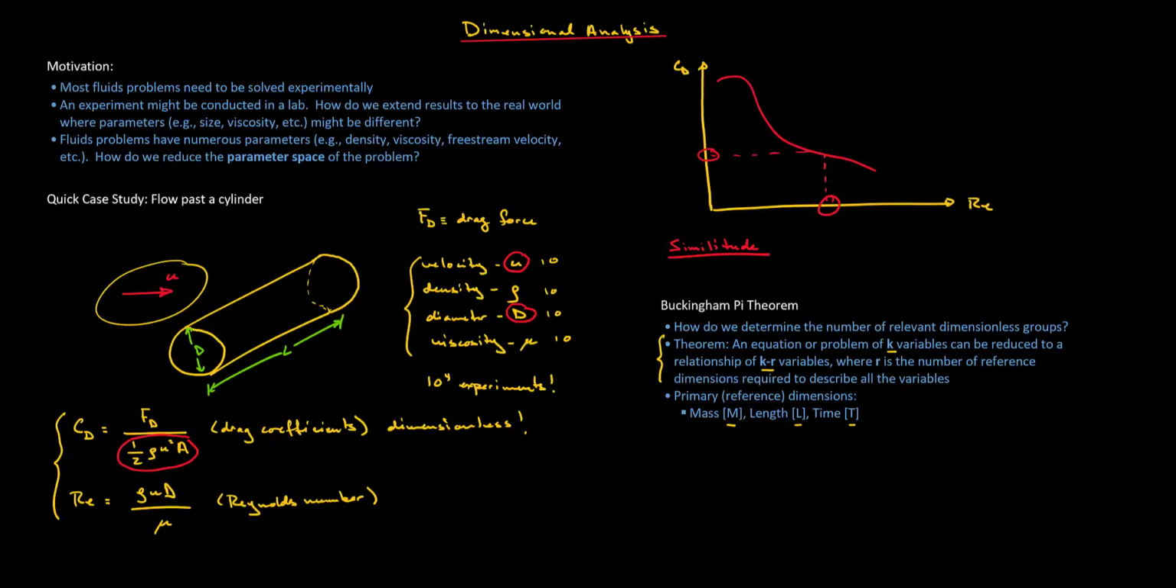Okay, so let's see how this is applied to our case study of the flow past a cylinder. We had stated that the drag force, Fd, is a function of the viscosity mu, the density rho, the velocity u, and the diameter d. So in this case, in the drag force relationship, we have k equal to 5 variables. Okay, so we have 1, 2, 3, 4, and 5. Now what we need to do is look at the dimensions of these 5 variables and see how many of these dimensions appear. We're trying to find this r, where r is the number of reference or primary dimensions that appear in these 5 variables.